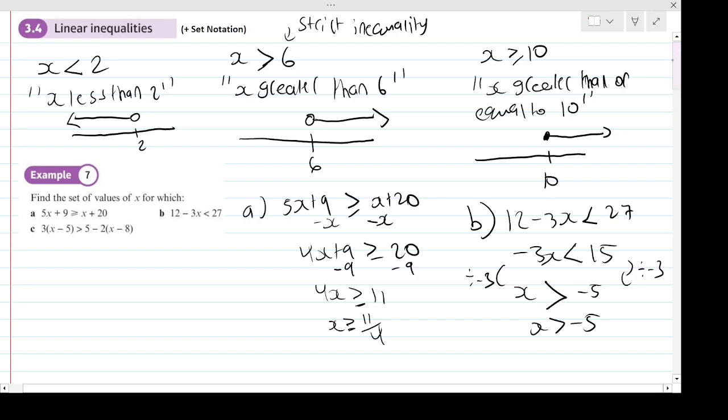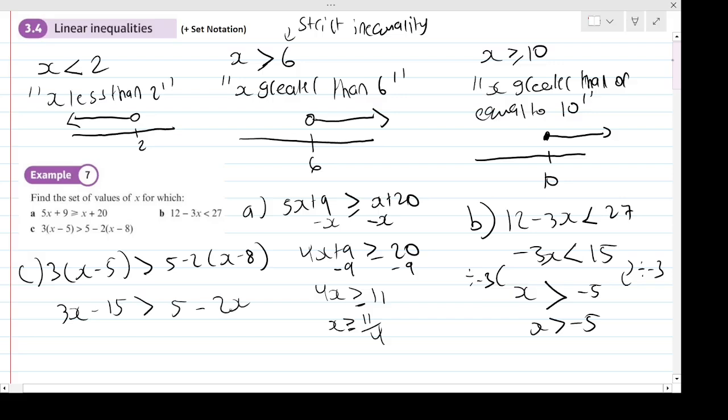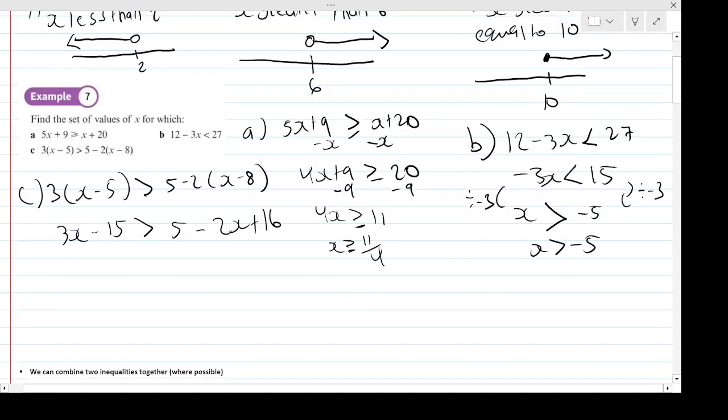Cool. Okay, let's have a look at part C then. We have 3 lots of x minus 5 greater than 5 minus 2 lots of x minus 8. Okay. Well, firstly, just expand the bracket. So 3x minus 15 greater than 5 minus 2x, and minus 2 times minus 8 is plus 16. Okay, cool. Then I want to get the x's to one side, so it's probably best to add 2x to both sides. Then I get 5x minus 15 is greater than 5 plus 16, which is 21, so we can simplify that bit.